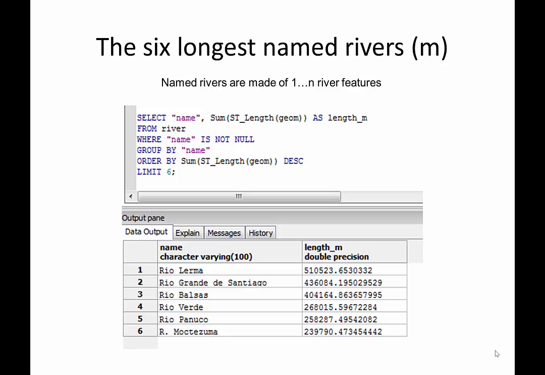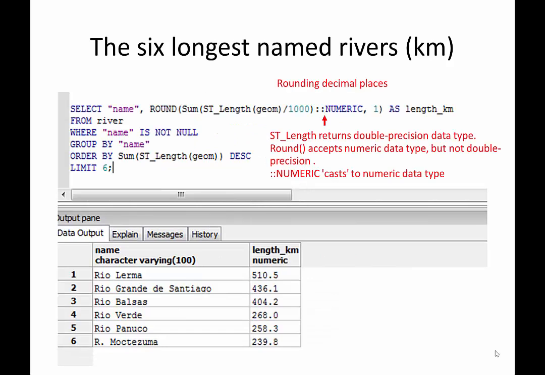In fact, if I was to report these, I would probably round them to at least 10-kilometer lengths. Even a kilometer is probably a bit ambitious at this kind of scale. Nevertheless, just for principle, if I want to get a more reasonable result to put into a report, I can wrap my sum function in a round function, and comma 1 to round to 1 decimal place. Also notice that I am using this double colon numeric.